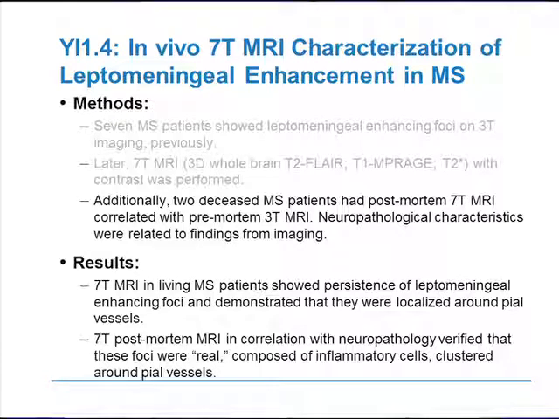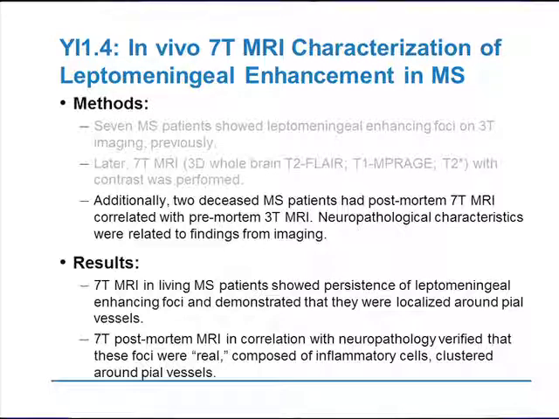In the other study, there were 2 deceased MS patients who had post-mortem 7T MRI that was correlated both to pre-mortem 3T MRI, which had shown leptomeningeal enhancing foci, and also to the neuropathological characteristics that were found in the autopsy tissues. Here's what they found.